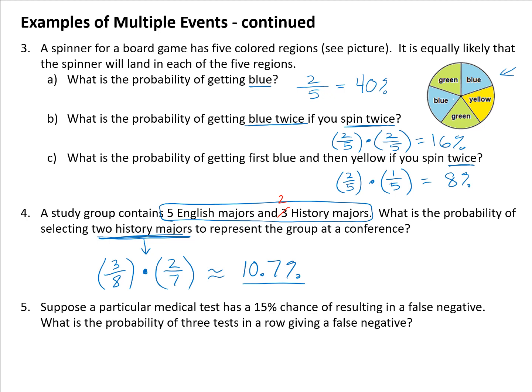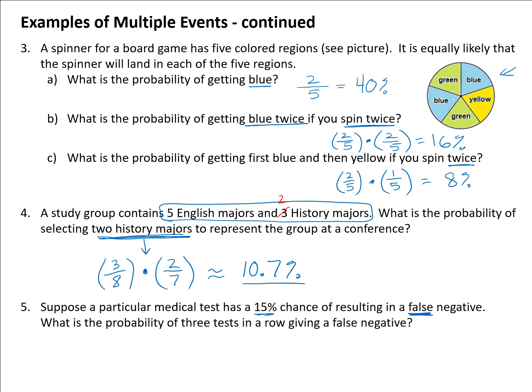All right, our last example on the slide. Suppose a particular medical test has a 15% chance of resulting in a false negative. A false result is not something you want. And this is not a huge amount, but it's still not insignificant, a 15% chance of getting a false negative.